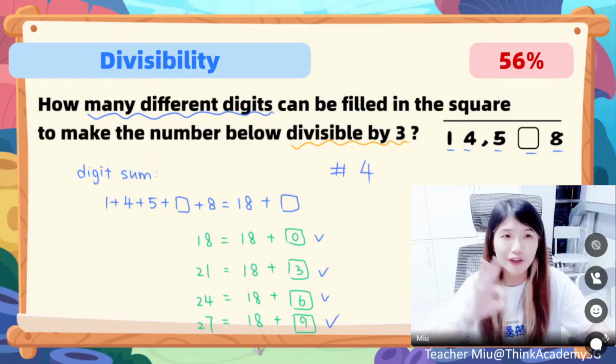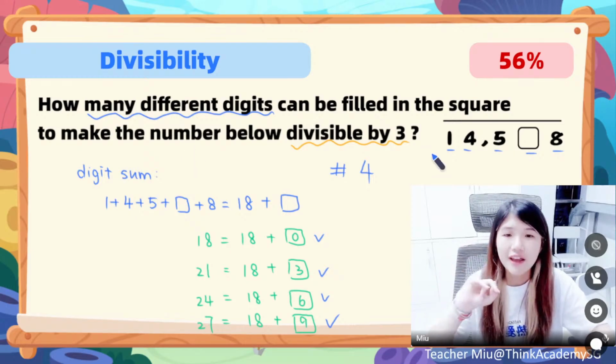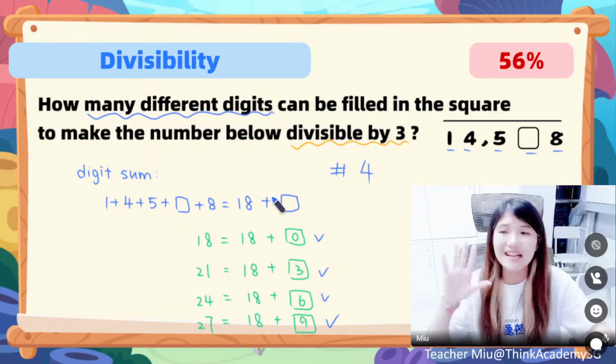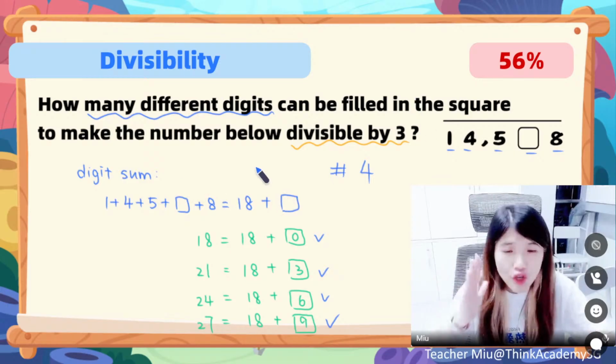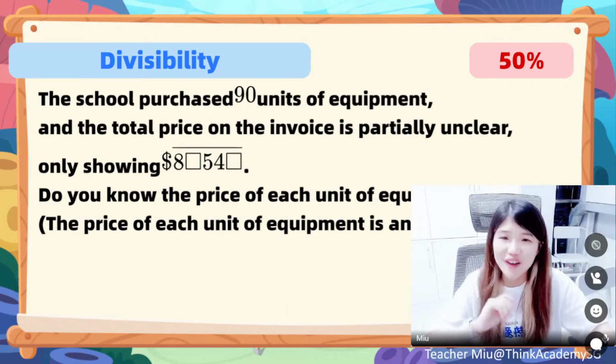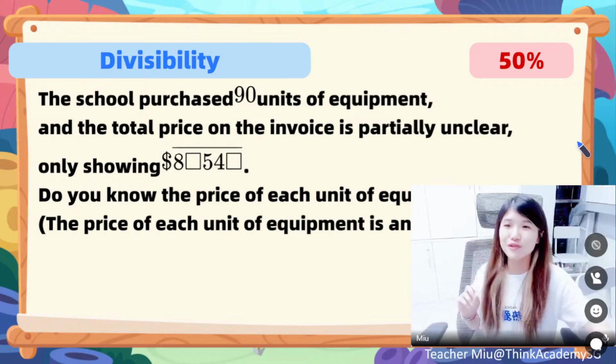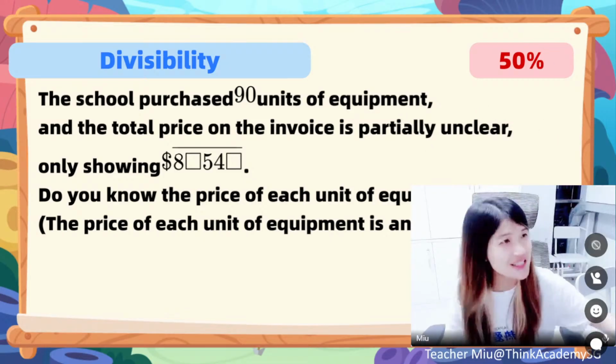So far, are we good for this one? It's only about the divisibility of 3. Divisibility of 3 means the digit sum is also divisible by 3. Then we go to a very crazy question, but more than half of the students did it correctly, because this one, yes, it is a little bit difficult.